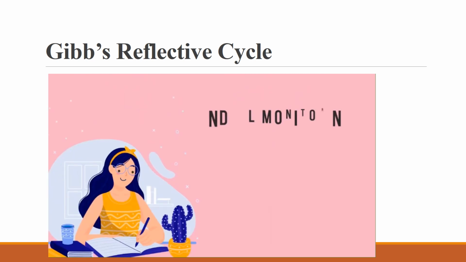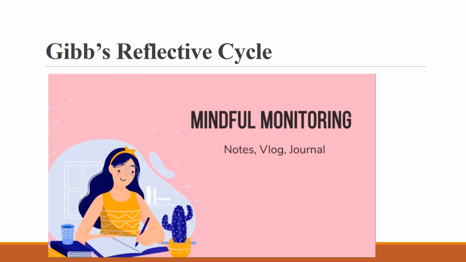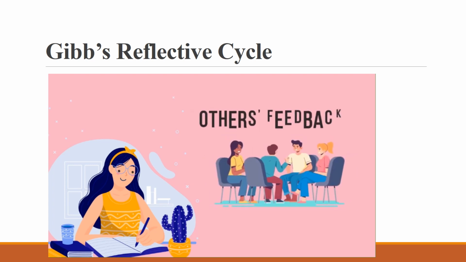This is how to find what event to be critically reflected. First, mindful monitoring. Regularly making notes of your thoughts and emotions, whether it is in text, voice, or videos. You imagine yourself making a vlog or journal for yourself. You can also find it from others' feedback. Friends tell you when your face is dirty. Ask them what needs to be improved from you, and you will find what things are to be critically reflected.